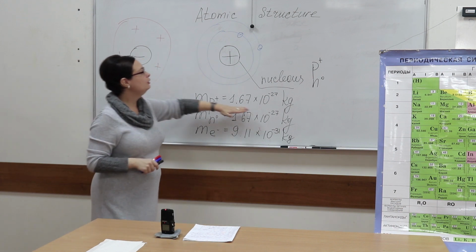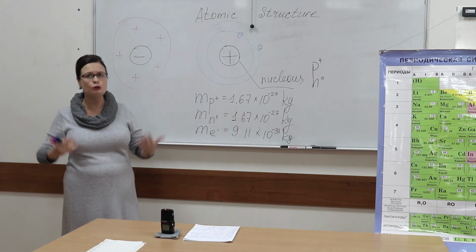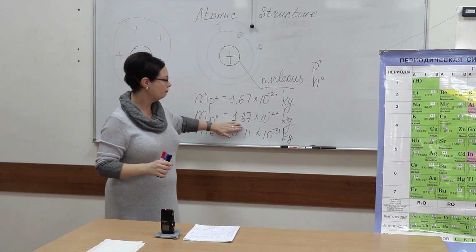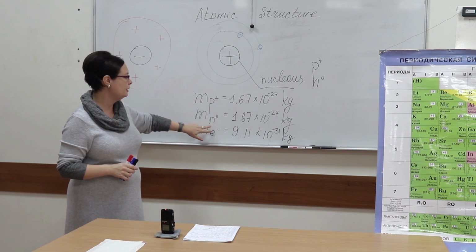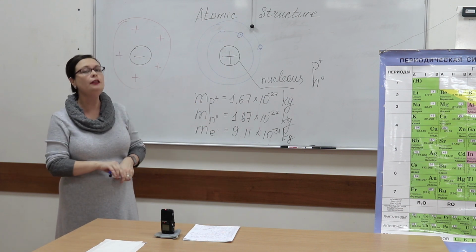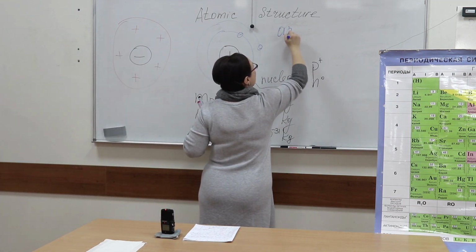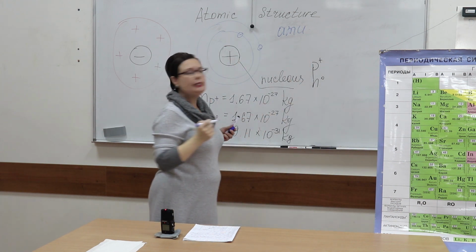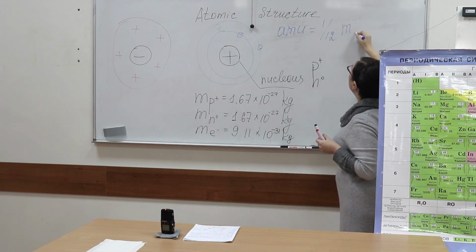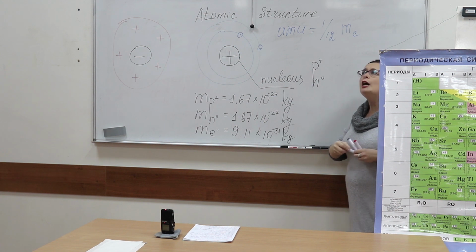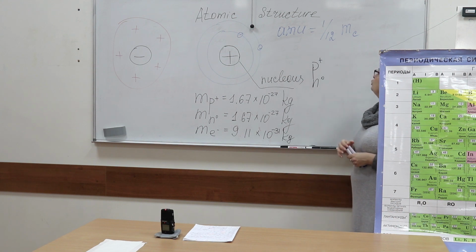Of course, you can see these numbers are not comfortable to be used in our practice. For counting atomic masses, for counting the mass of a proton and neutron, it's more comfortable to use another unit, the atomic mass unit, AMU. An atomic mass unit is equal to 1/12 of the mass of a carbon atom. Why it was necessary to do this, we'll discuss in the following lectures.